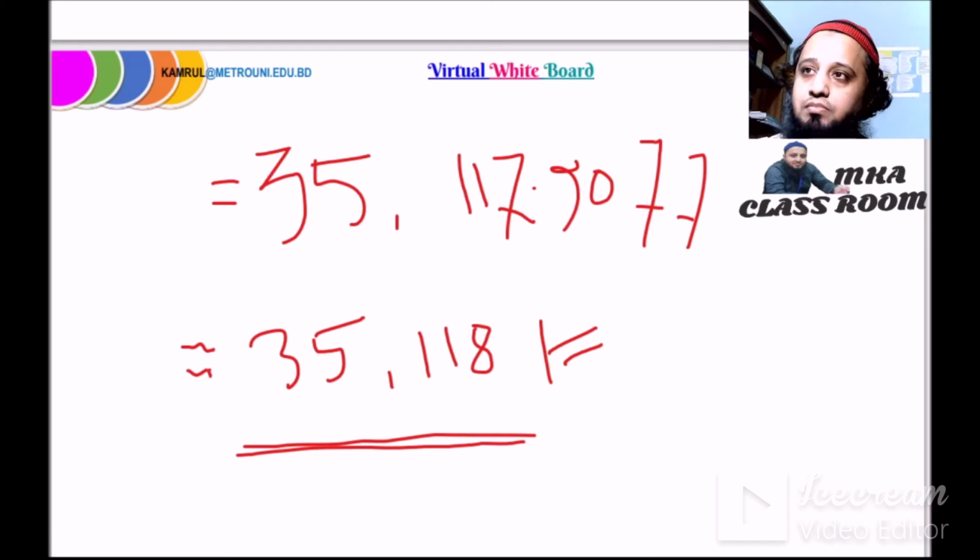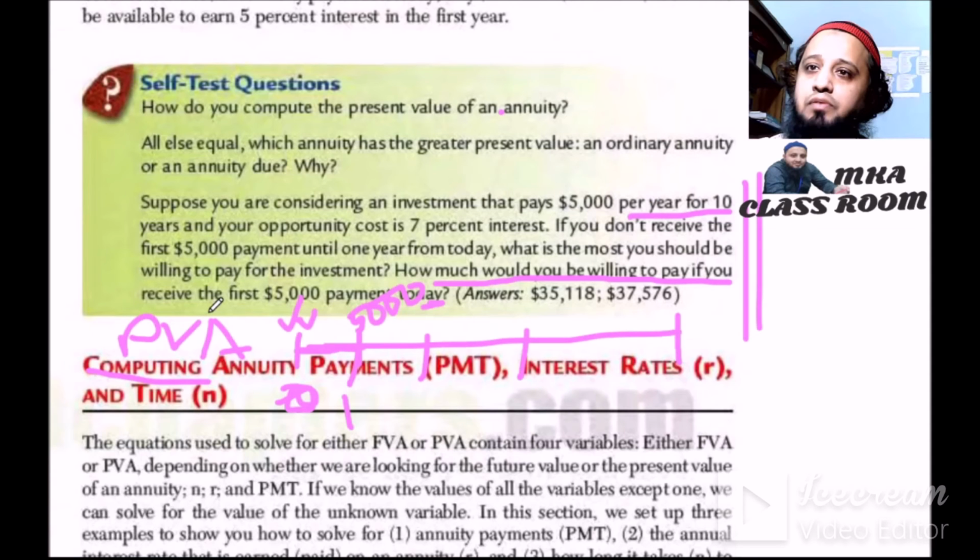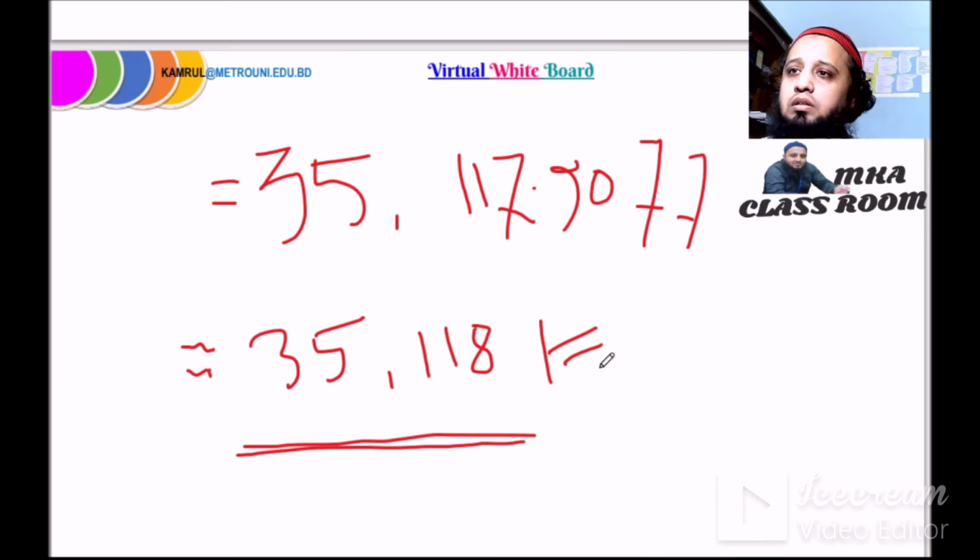So, that is obviously a good investment. Here the last portion says how much would you be willing to pay if you receive a 5,000 taka payment today. That means here is your first payment. That is very easy for us.